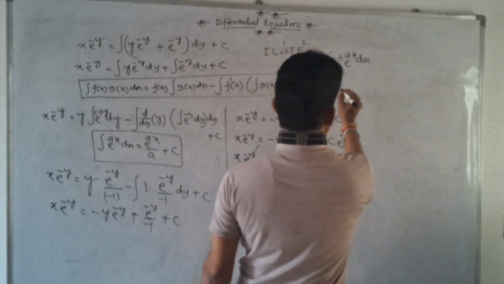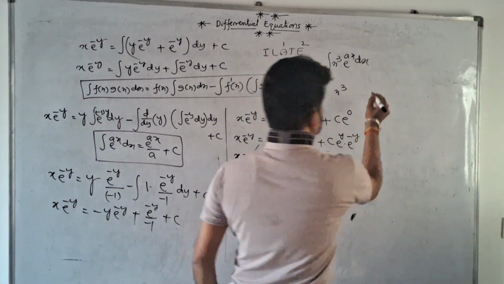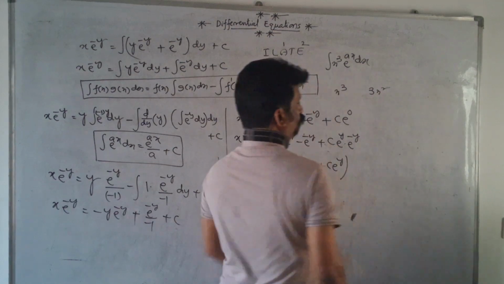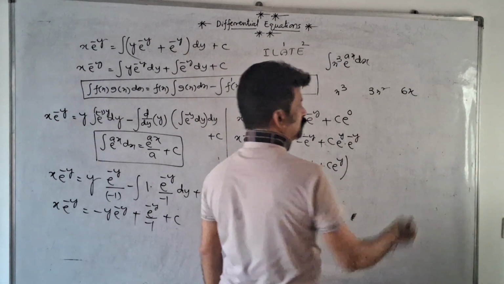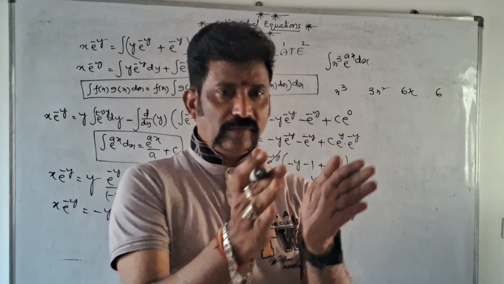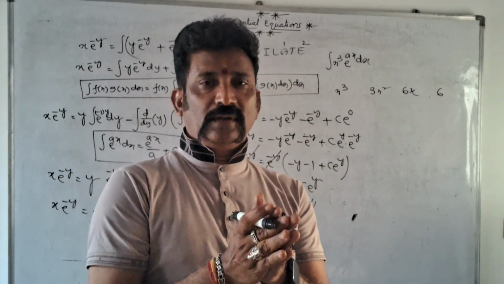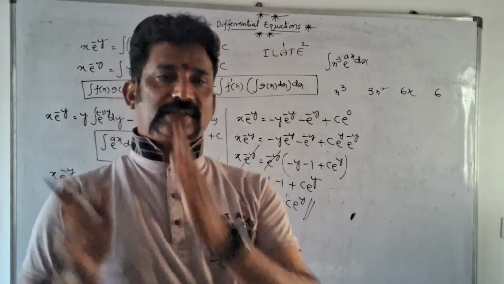Listen better. First one is x cube. What is the derivative of x cube? 3x square. The derivative of 3x square? 6x. The derivative of 6x? 6. Okay. Derivative of x cube is 3x square, derivative of 3x square is 6x, derivative of 6x is equal to 6.